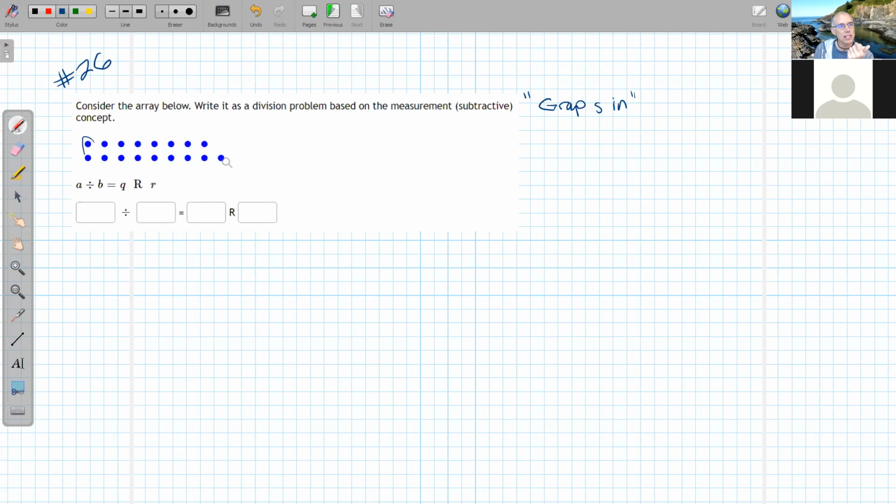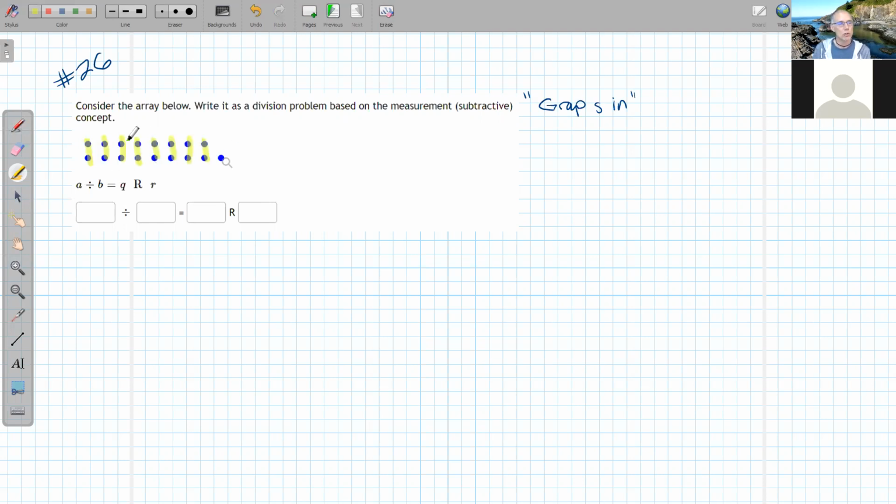When I look at this, I see a bunch of groups of 2. Somebody else might look at this and say, well, I see a group of 1, 2, 3, 4, 5, 6, 7, 8, and then I see another group of 8 here with 1 left over. So we kind of see different things. But again, I was thinking groups of 2 here. So I'm going to go with that one and see if it works.